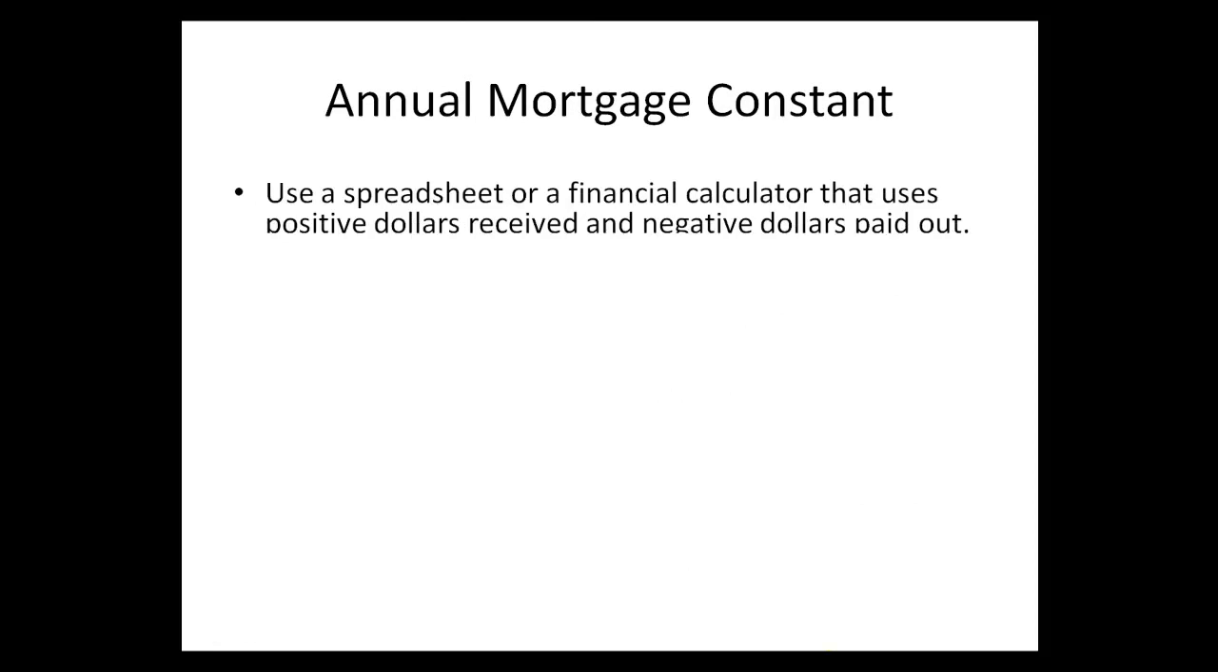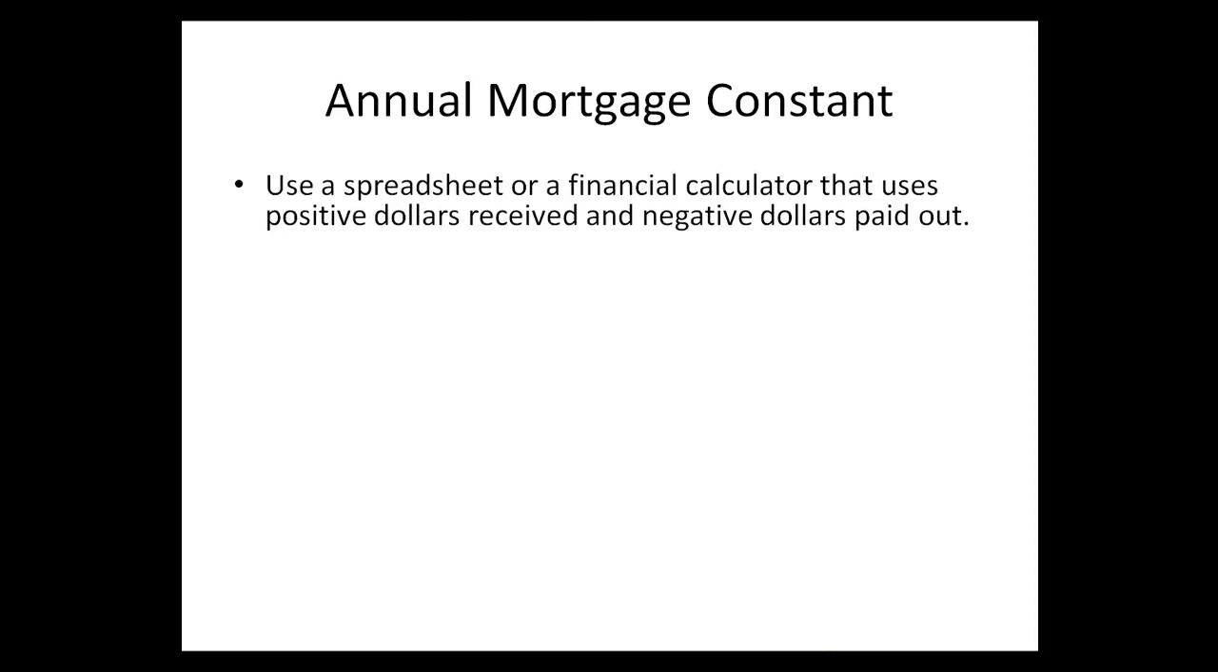How do we calculate the annual mortgage constant? Use a spreadsheet or a financial calculator that uses positive dollars received and negative dollars paid out. Set the number of periodic payments per year. Some mortgages are paid 12 times per year, once a month. Some are paid quarterly or semi-annually. So set the number of periodic payments per year.